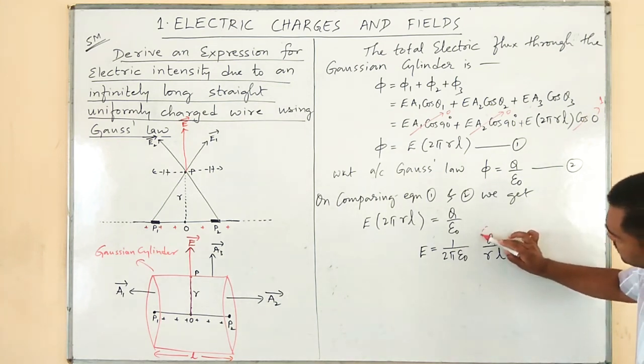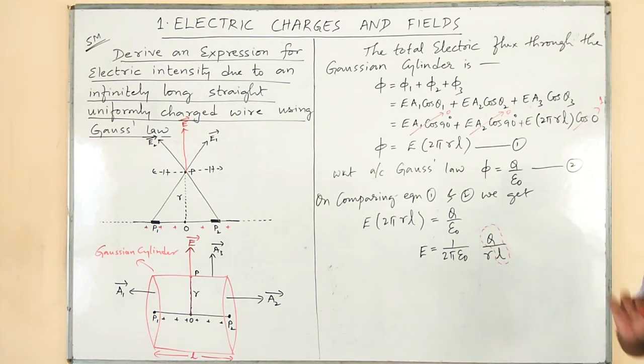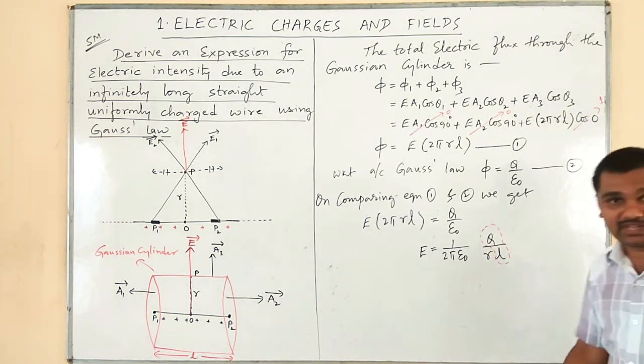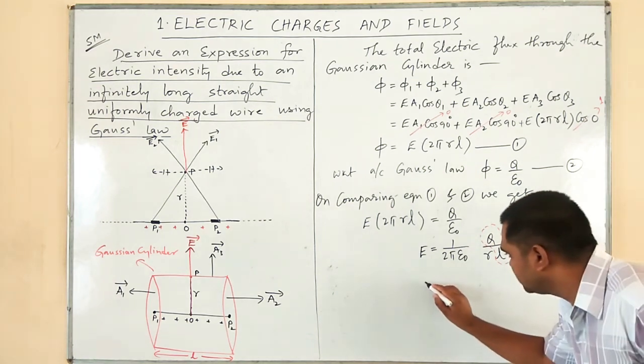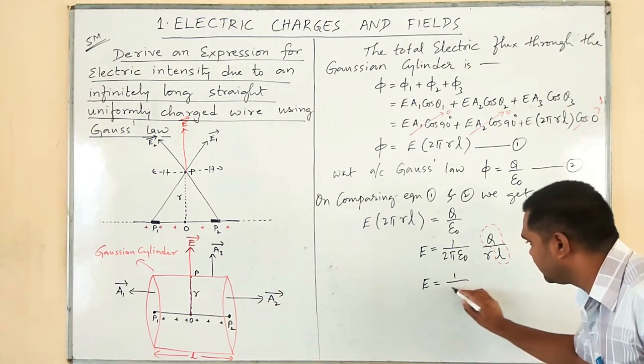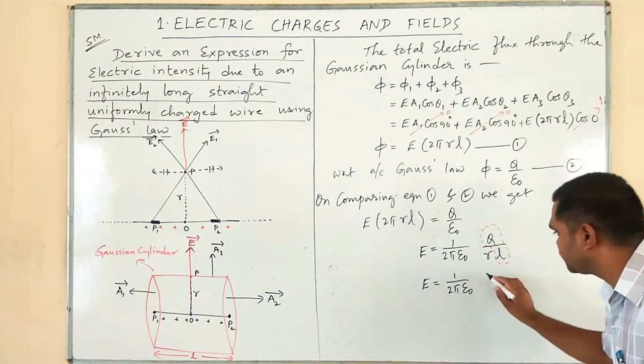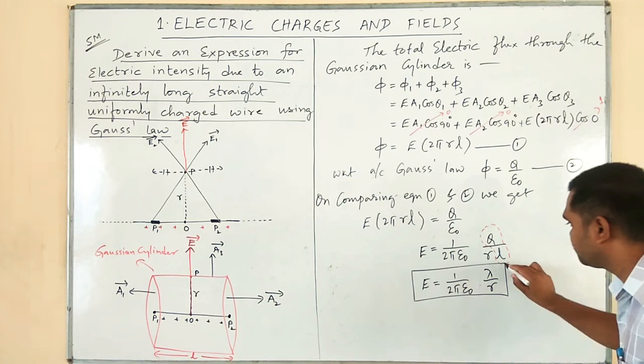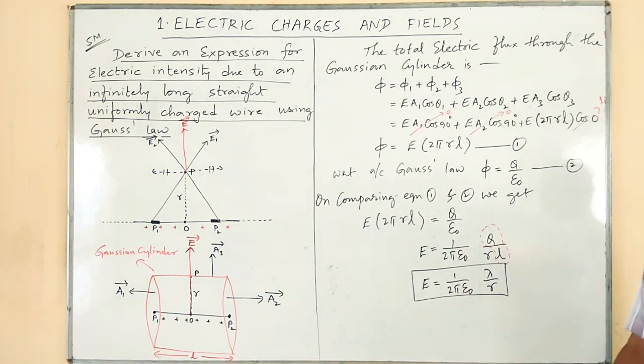Next, what does this Q divided by L represent? That Q divided by L represents the linear charge density of that conducting wire. That is, charge per unit length of the conductor is called linear charge density. Therefore, E is equal to 1 by 2 pi epsilon naught lambda by R. This is the expression for electric intensity at a point due to a uniformly charged infinitely long wire using Gauss law.